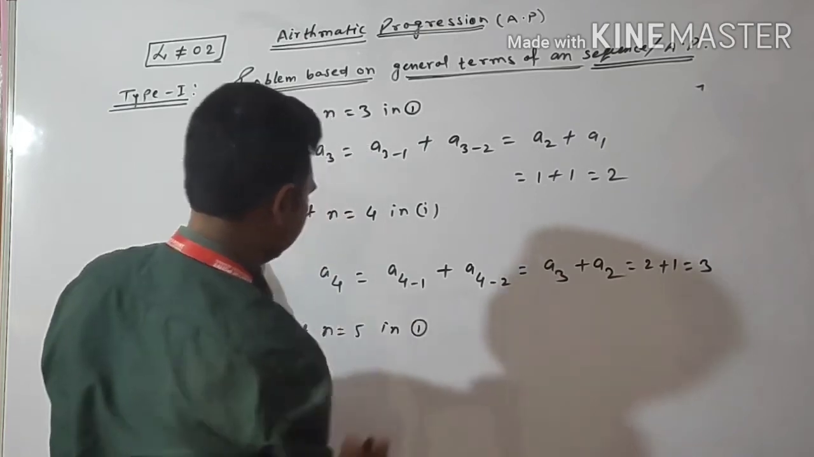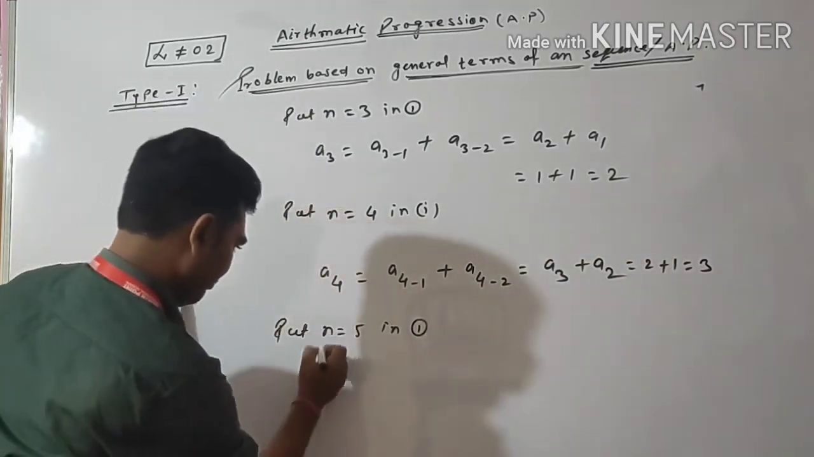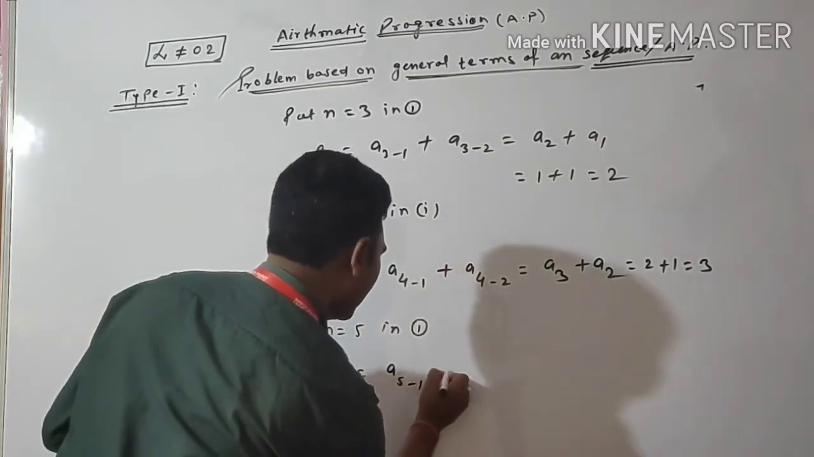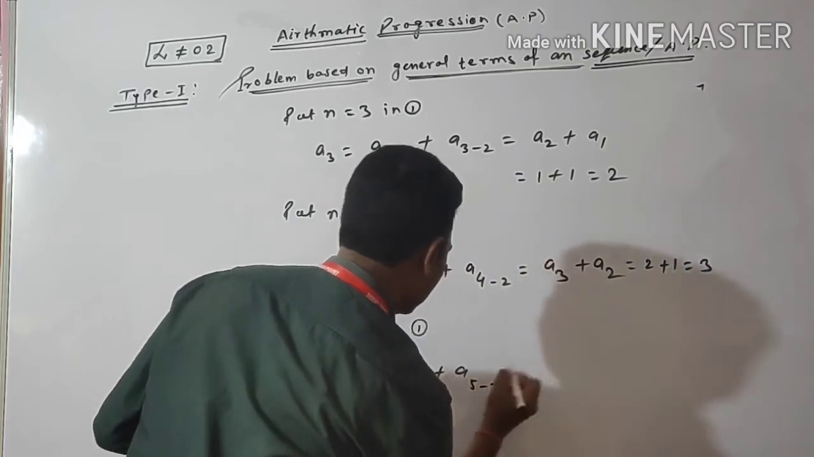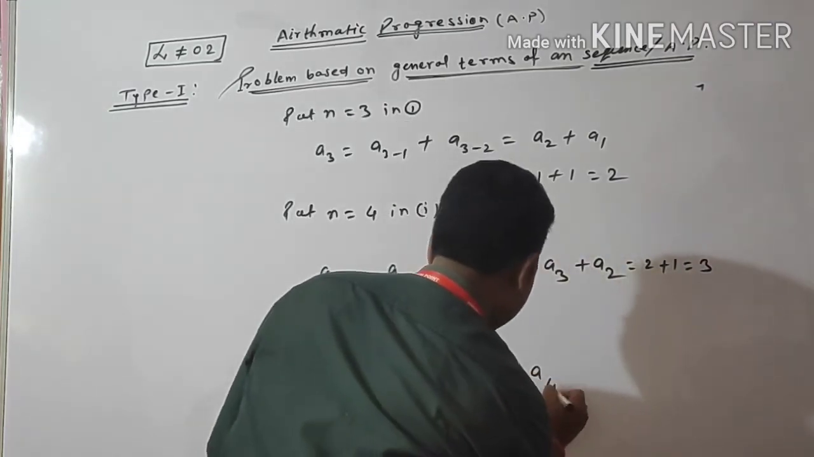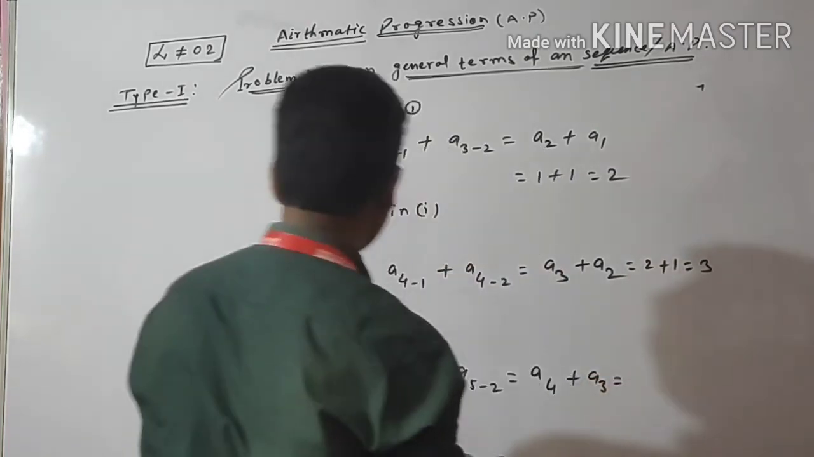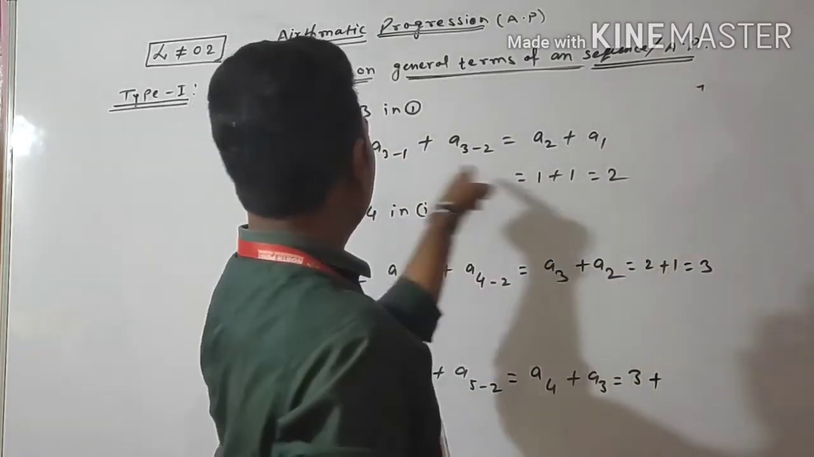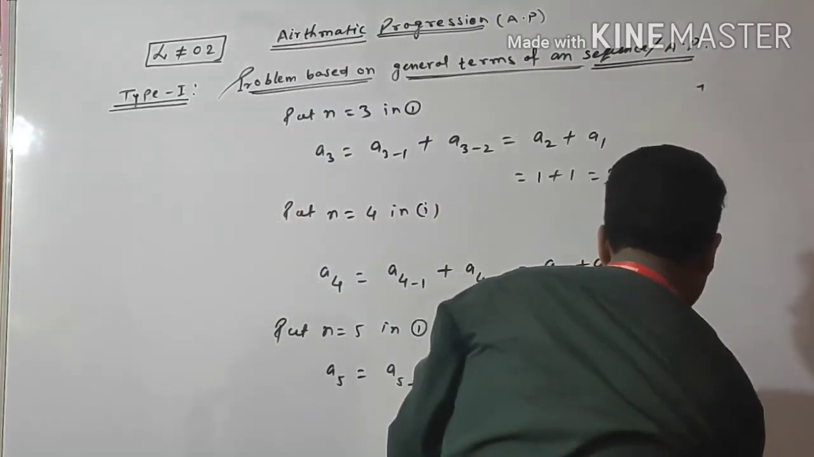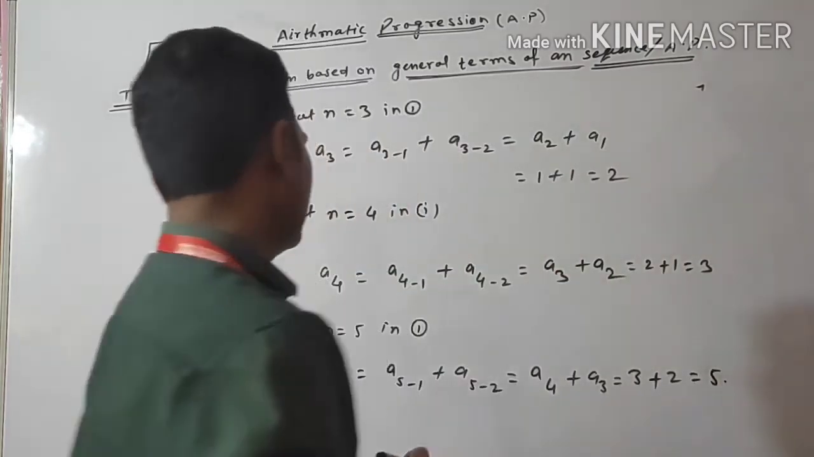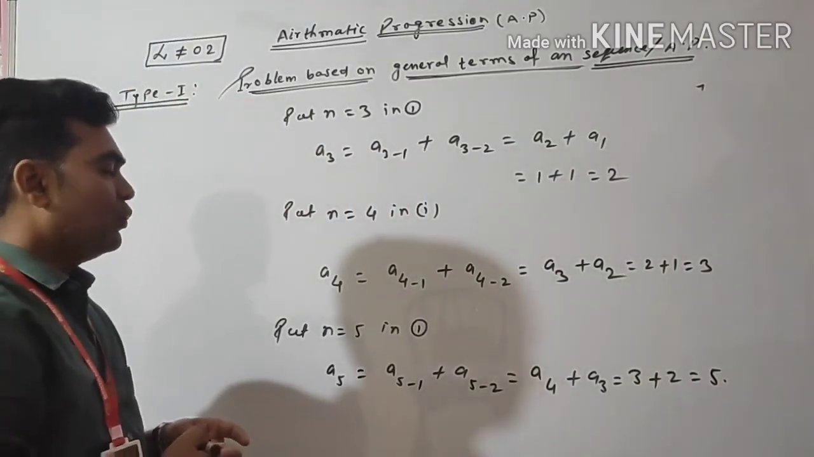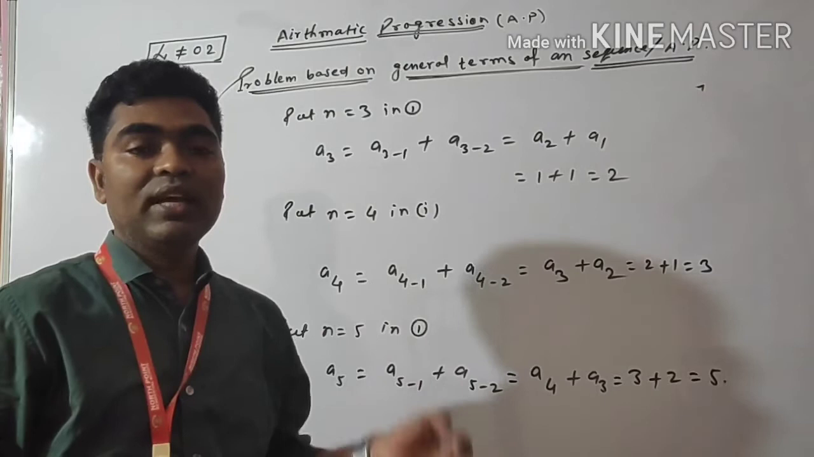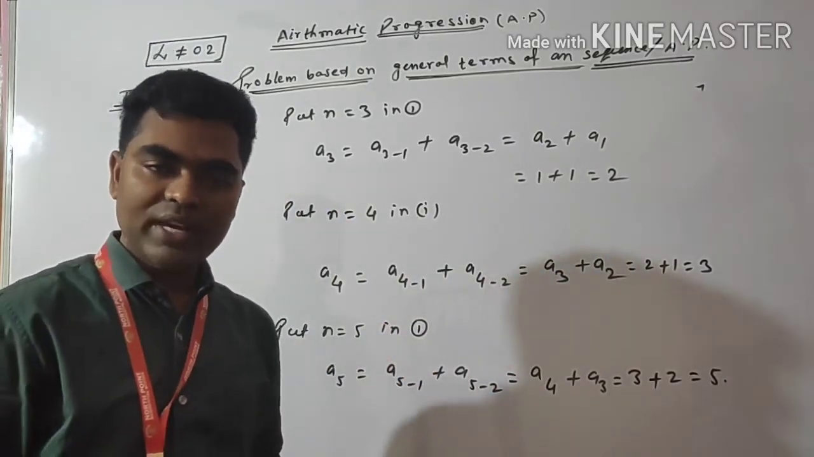Again put n equal to 5 in 1. Then a5 equals a5 minus 1 plus a5 minus 2, which is a4 plus a3. And a4 is equal to 3 and a3 is equal to 2. Then 3 plus 2 is 5. But we have to find up to a6, because my last term is a6.